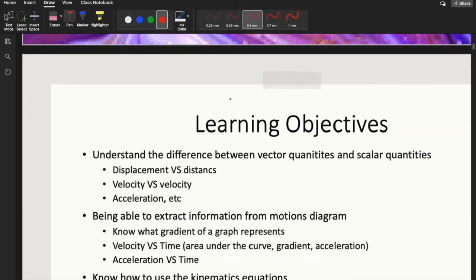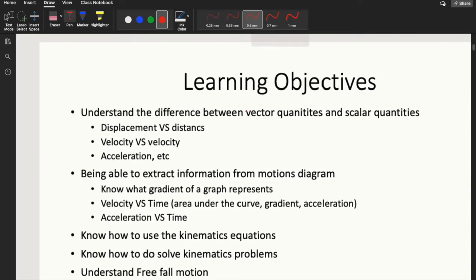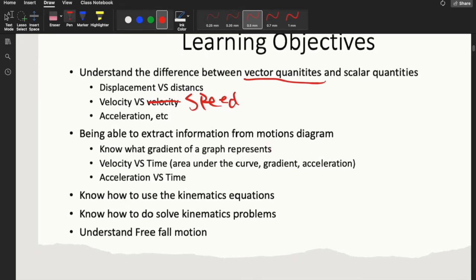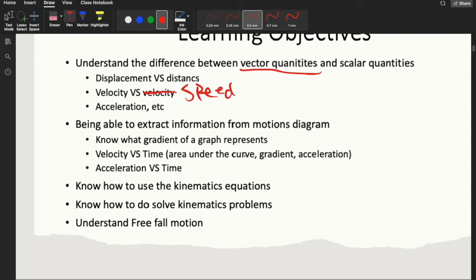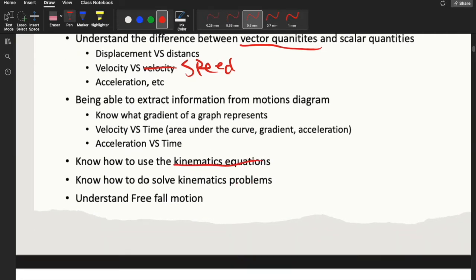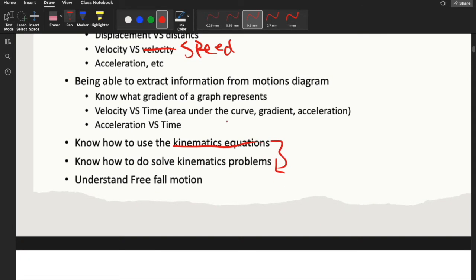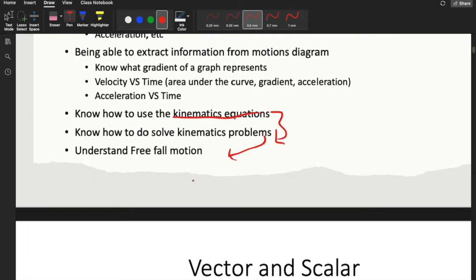The first part is different concepts, vector versus scalar. Some of you might have already learned it because it's also part of error and uncertainty in IB physics. You need to be able to extract information from motion diagrams, use that information to solve some problems, know how to use mechanics equations, the kinematic equations, to solve some basic problems, and understand free fall motion.